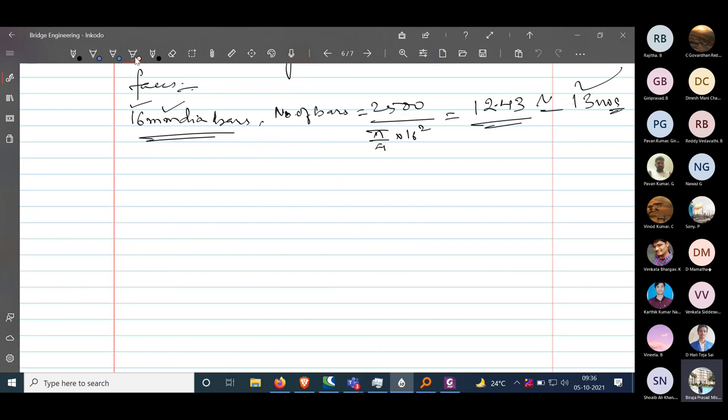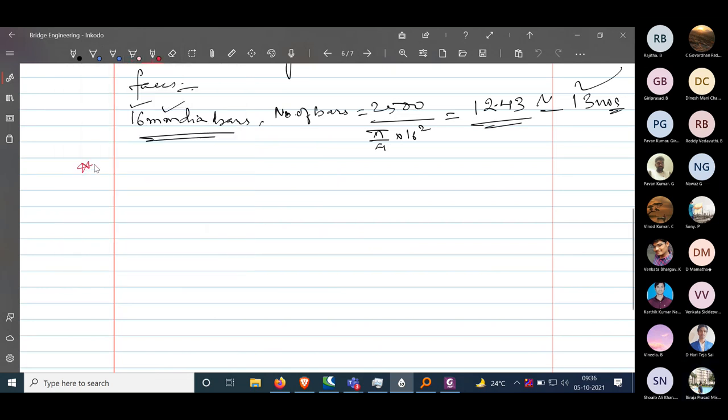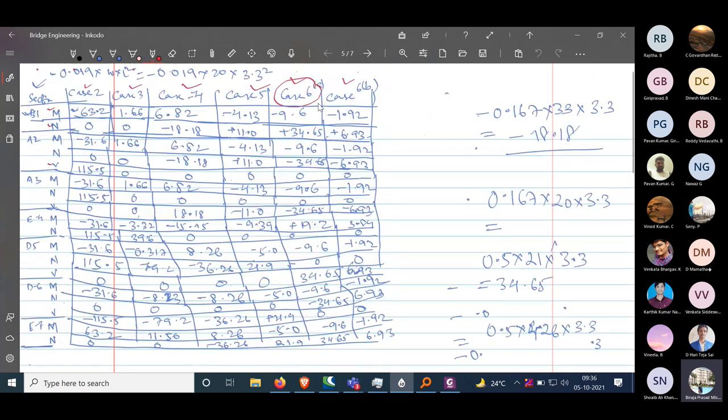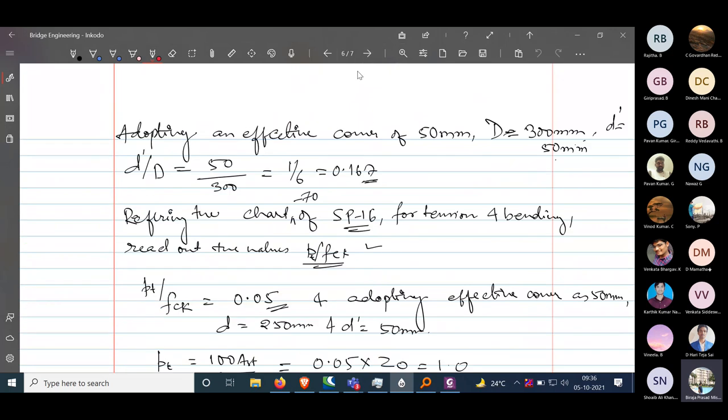Next is the section D6. So which one is section D6? D6 is this one, that is the support section, that we are going to design now.